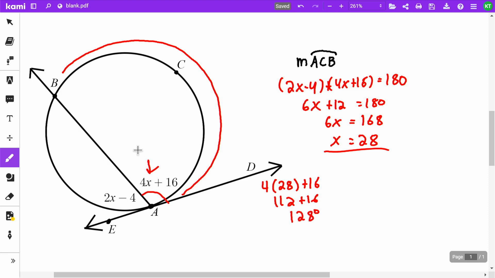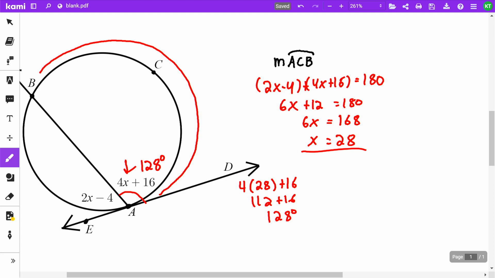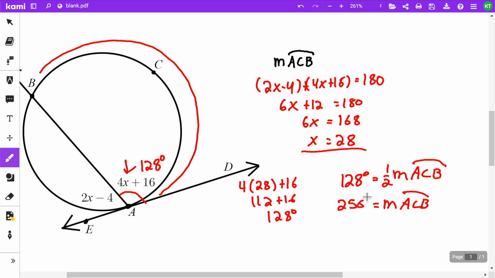So this angle here is going to be 128 degrees. And again, we know that 128 degrees is going to be equal to 1/2 the measurement of arc ACB. So if I just multiply that by 2, I will know that the measurement of arc ACB is going to be equal to 256 degrees. And so that would be my final answer.